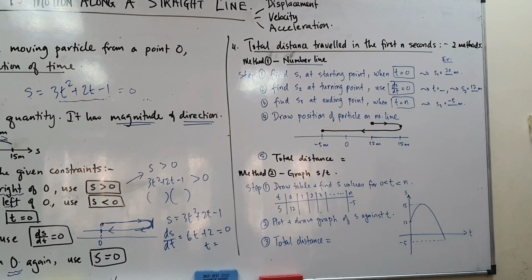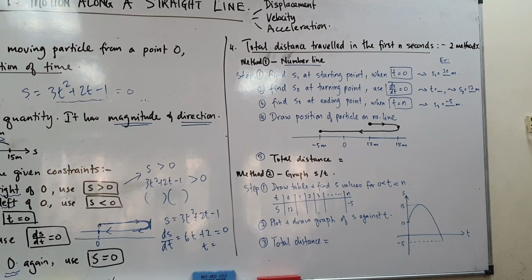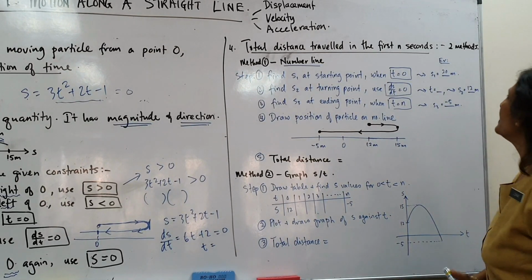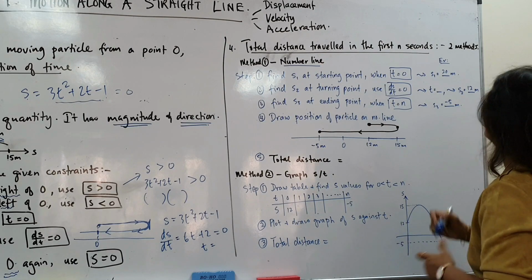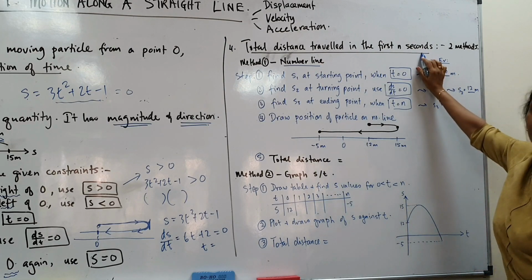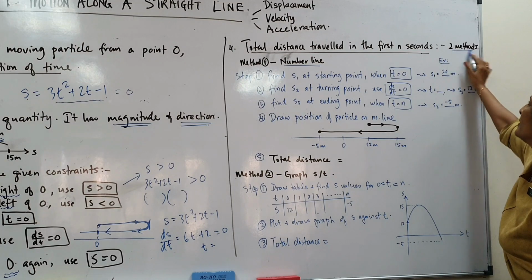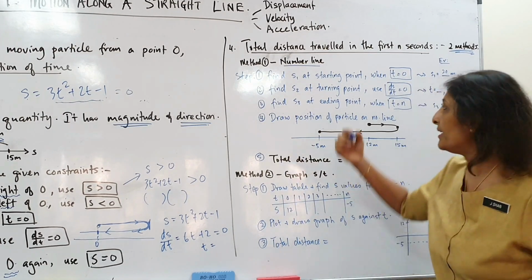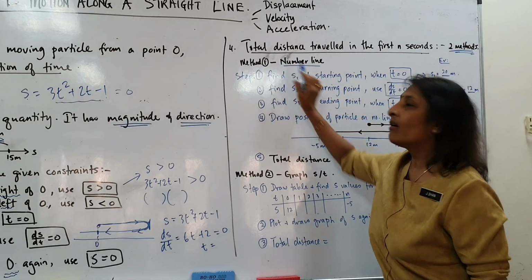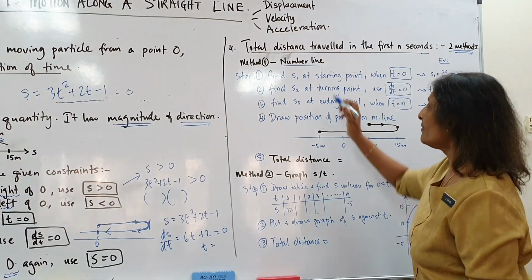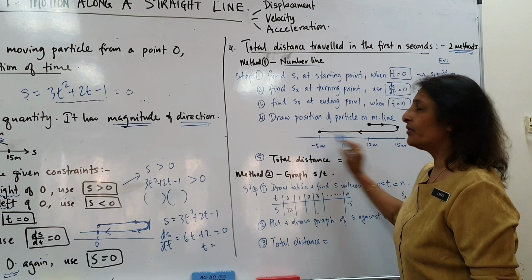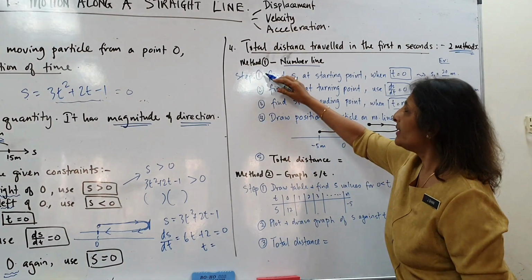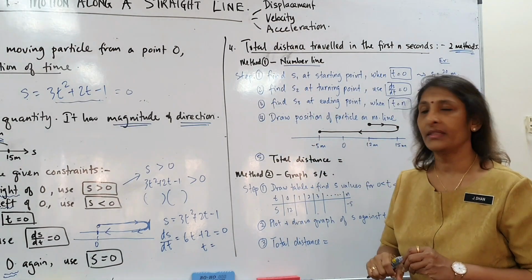Number 4. Total distance traveled in the first n seconds. So to do this question, you have two different methods. I'm going to show both of them and explain how. Method 1 is called the number line method, meaning we need to draw a number line. These are the steps you have to do for this question.